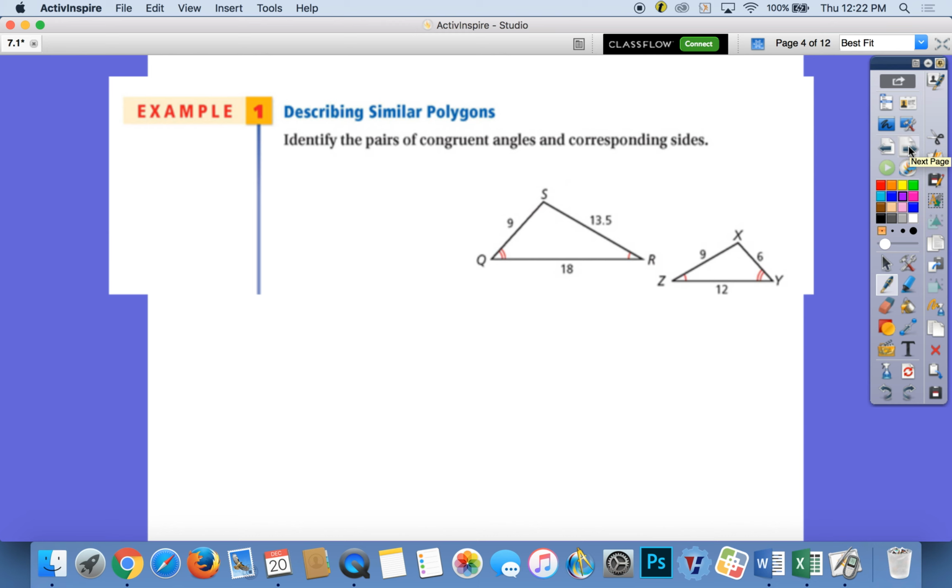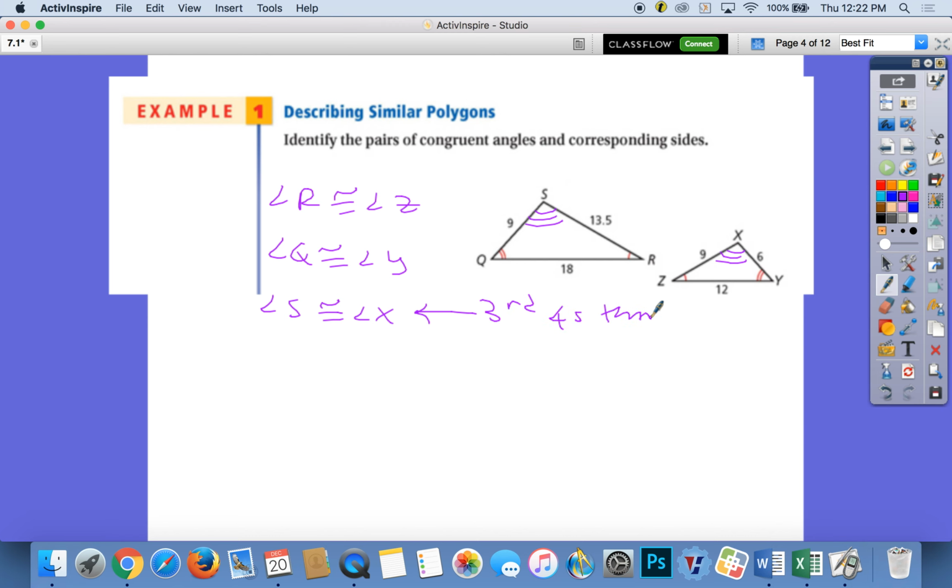All right, so here you can see angle R is congruent to angle Z. We're just going to write that up. Angle R is congruent to angle Z. We also know that angle Q and angle Y are congruent. And then by our third angles theorem, we know that angle S is congruent to angle X. So we got our first checkpoint taken care of. All of our angles are congruent. Now we need to show that all the sides are proportionate.